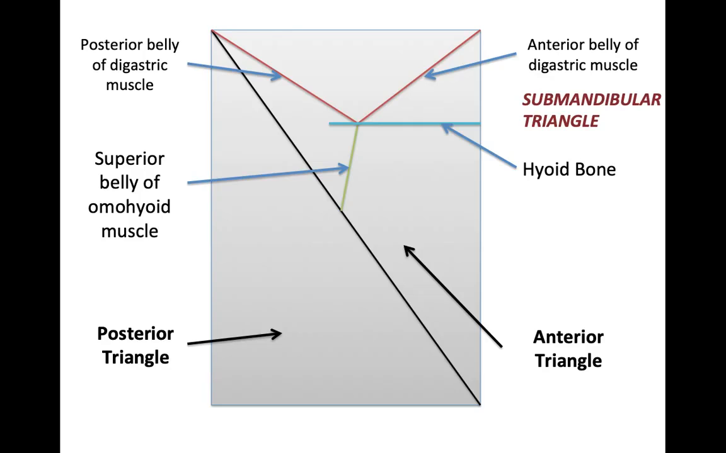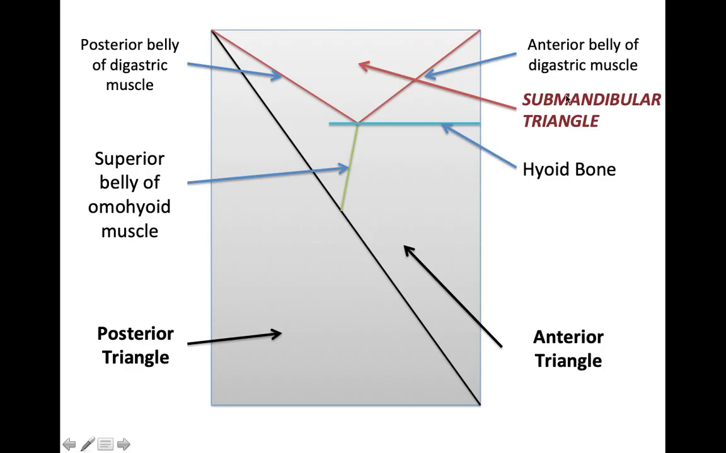The submandibular triangle. Anteriorly it has the anterior belly of digastric muscle. Posteriorly it has the posterior belly of digastric muscle, and superiorly it has the inferior border of the mandible and the imaginary line extending from the angle of the mandible to the mastoid process.